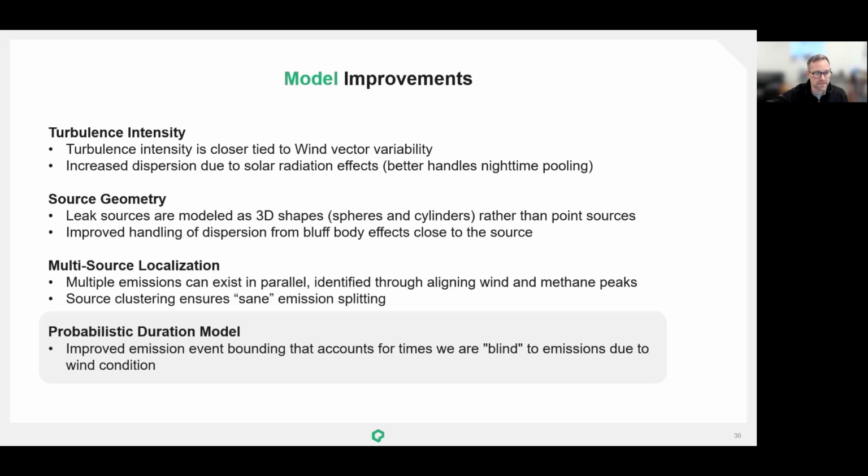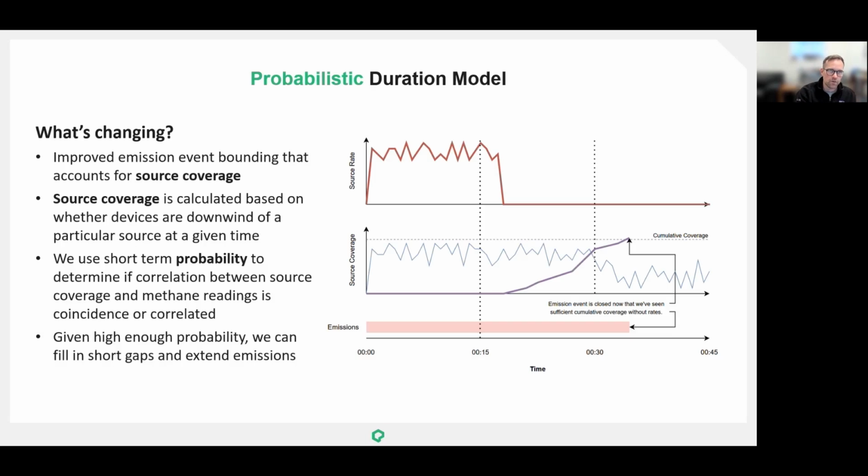The final piece of this is the probabilistic duration model, and this is actually borrowed from some work by Will Daniels at the Colorado School of Mines. So when we design deployments, obviously we're optimizing device placement around prevailing wind patterns. We're trying to get devices downwind of potential leak sources as much as possible.